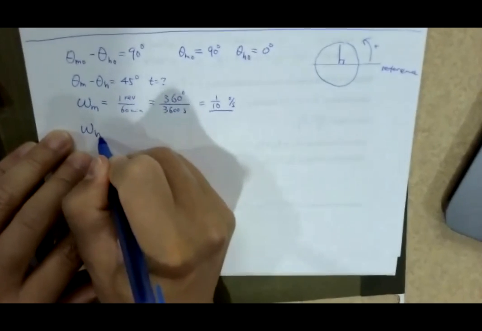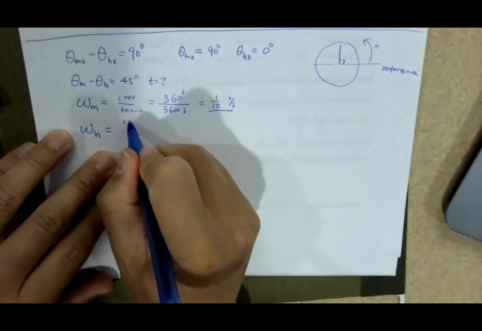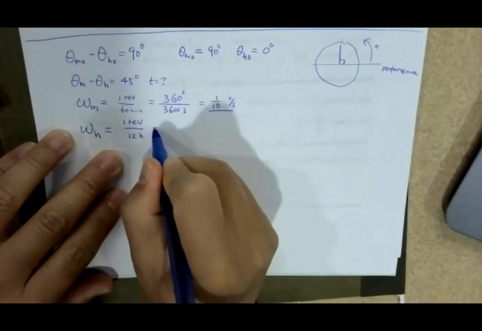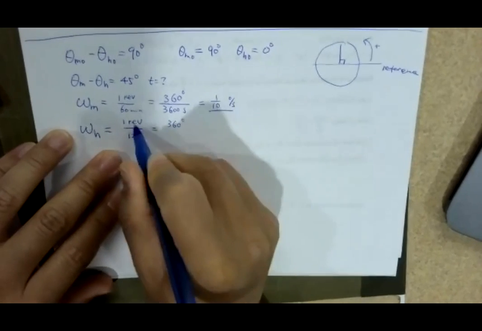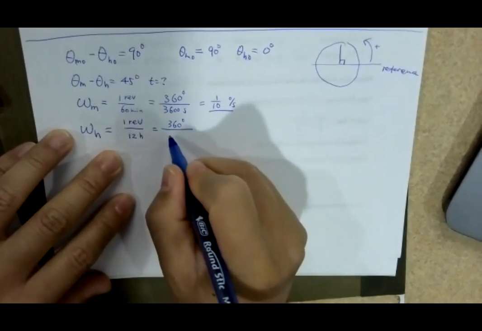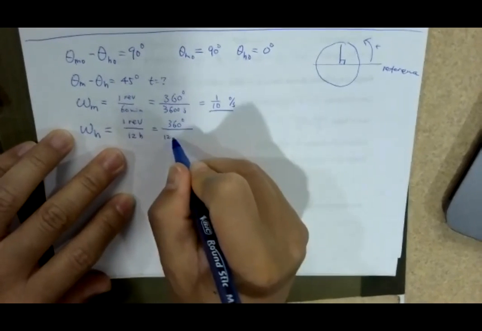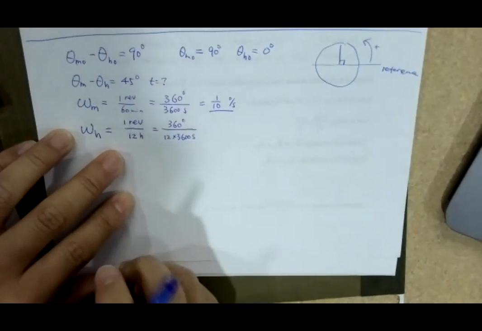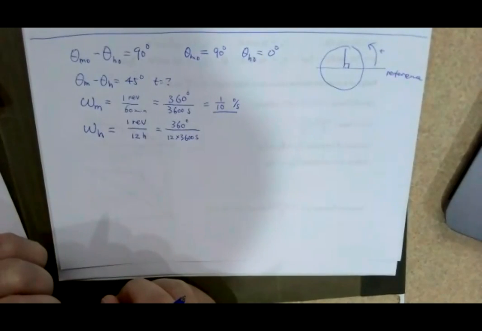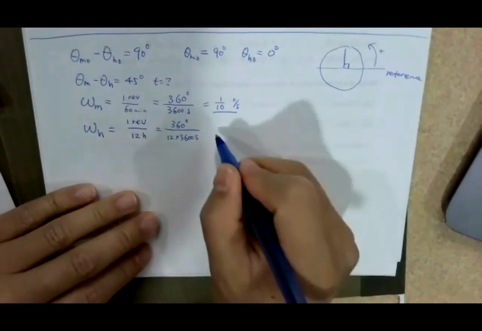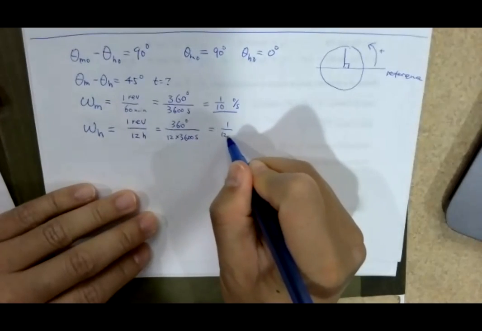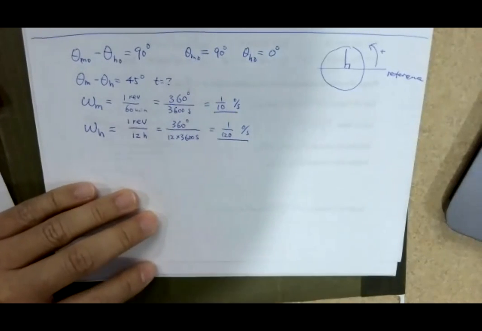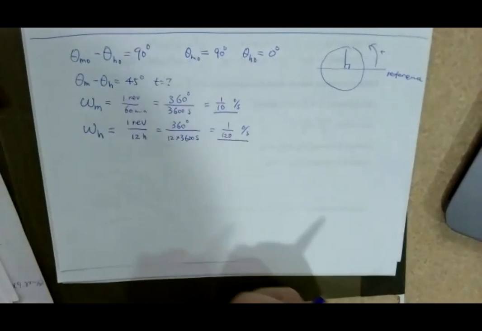For my hour arm, its angular speed would be one revolution in 12 hours, right? So 12 h. Then you can write one revolution, 360 degrees, divided by 12 times 3600 seconds because each hour has 3600 seconds in it. Okay, so then this would be 1 over 120 degrees per second. Again, I will just leave the fraction here.